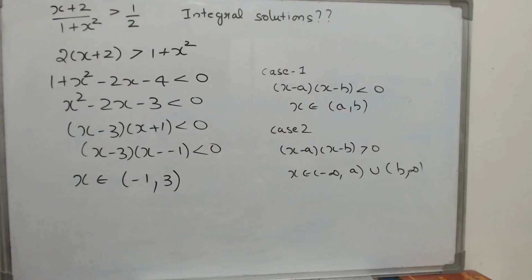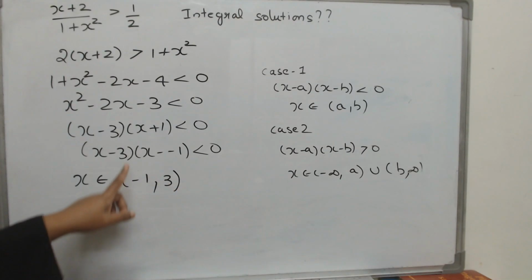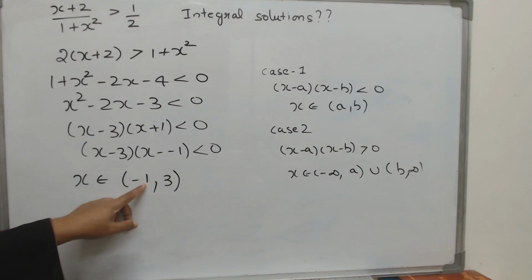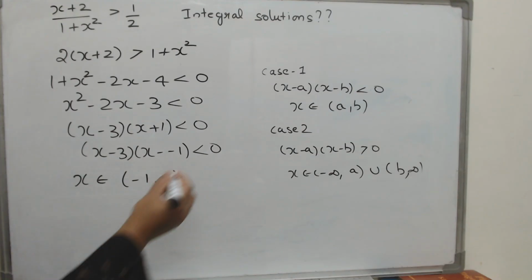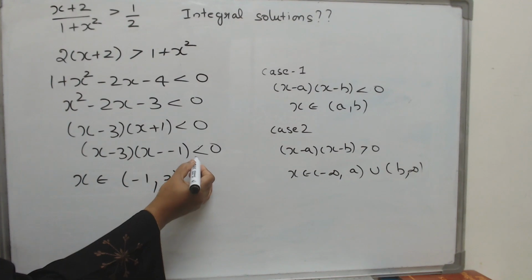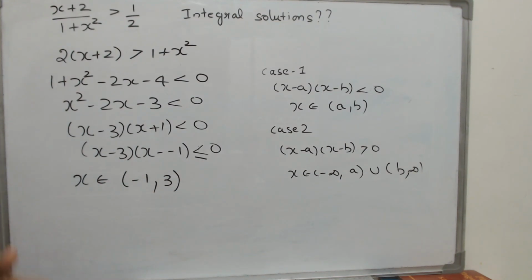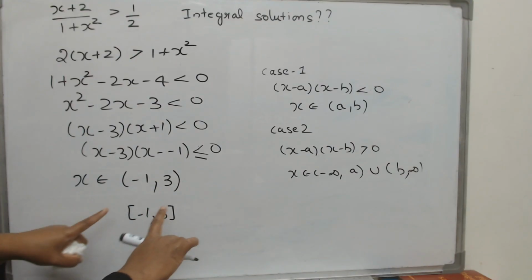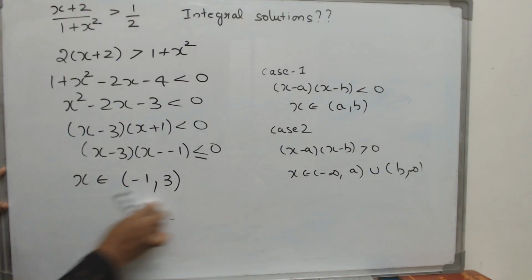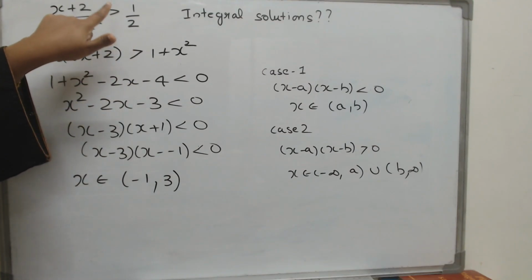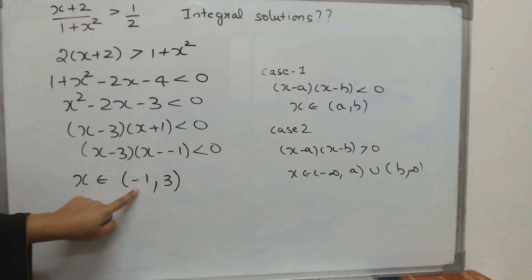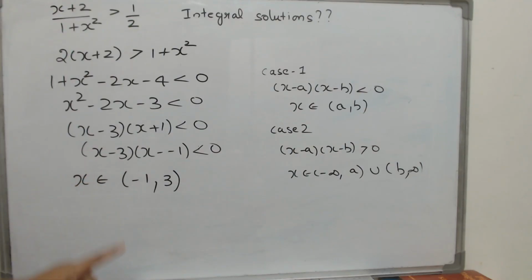One very important thing you have to notice is that it is the open bracket, which means -1 is not included and 3 is not included. If instead of less than 0, we were looking at less than or equal to 0, then you can include both of them and put the closed intervals. But what you have here is a strict inequality, so your interval will be an open interval. -1 and 3 are not going to be included.